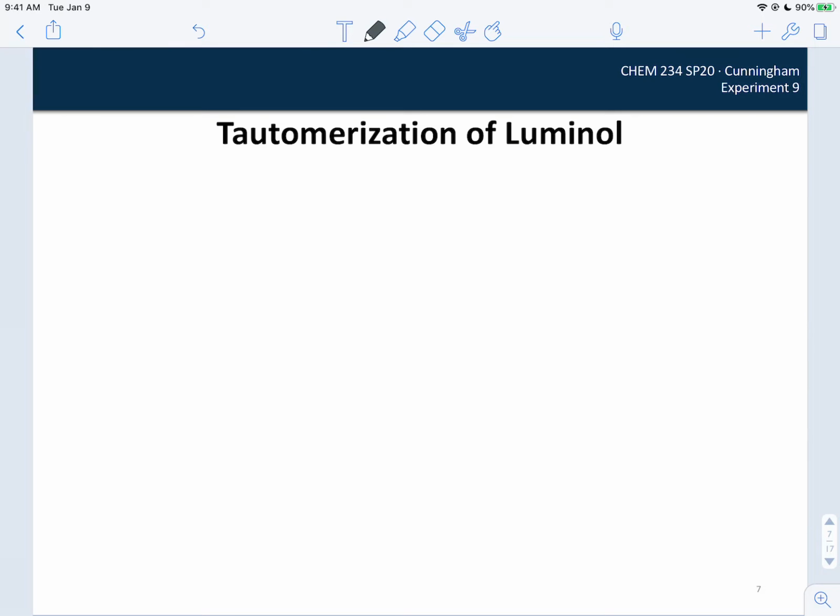So earlier on I mentioned that we have a tautomer that's happening here. So what we want to do is investigate the tautomerization of luminol. And so let's take a look at the mechanism of what's going on here.